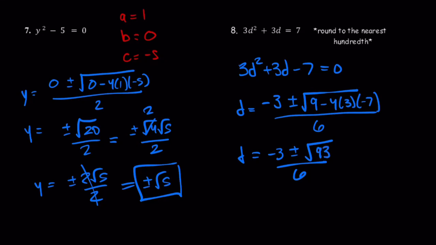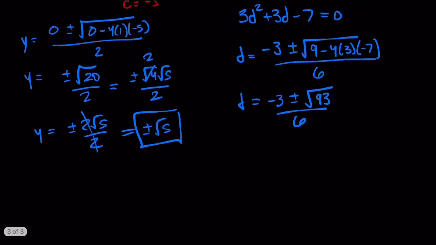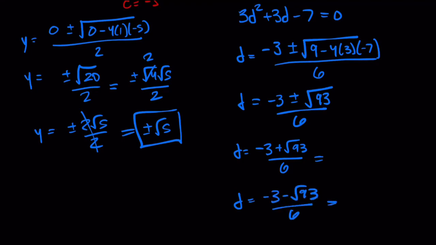Now, if this just said solve or simplest radical form, we're done. But because it specifically tells us to round our answers to the nearest hundredth, I need to put this into the calculator. And remember, there are 2 roots here. One root is going to be negative 3 plus square root 93 all over 6. The other root is going to be negative 3 minus square root 93 all over 6.